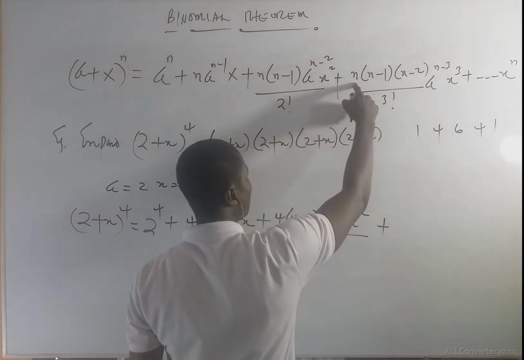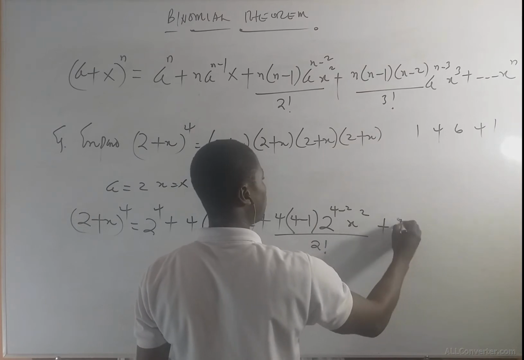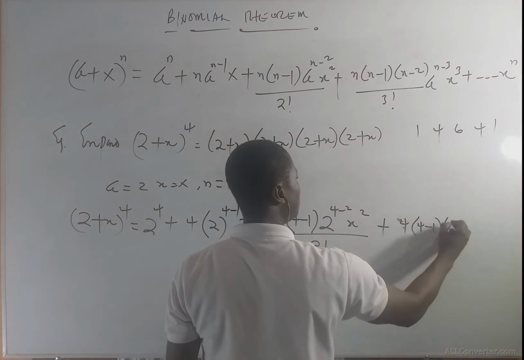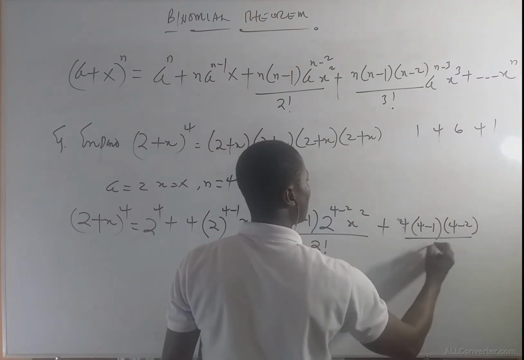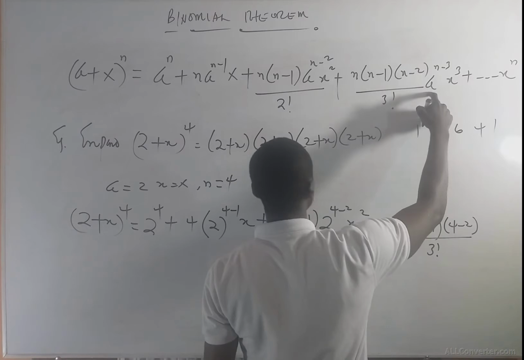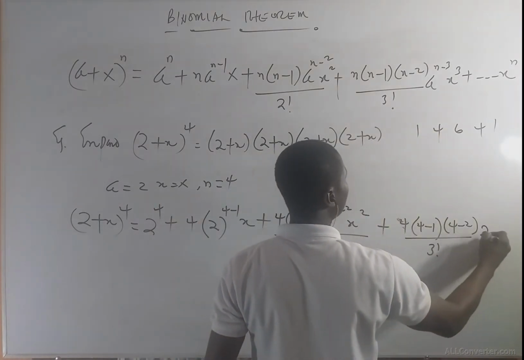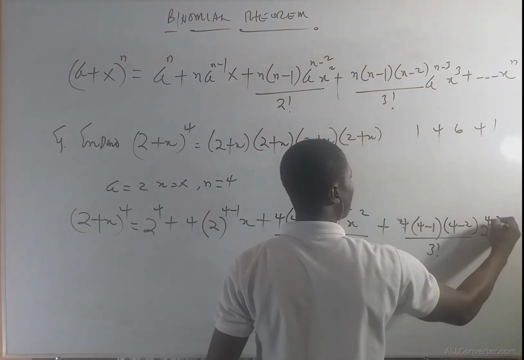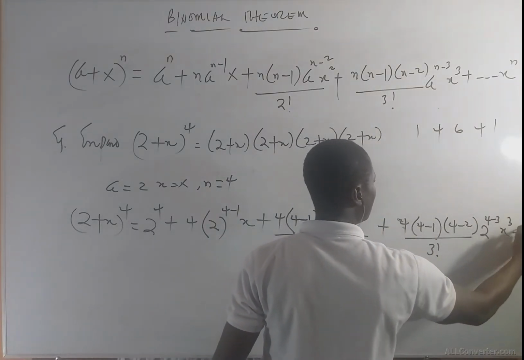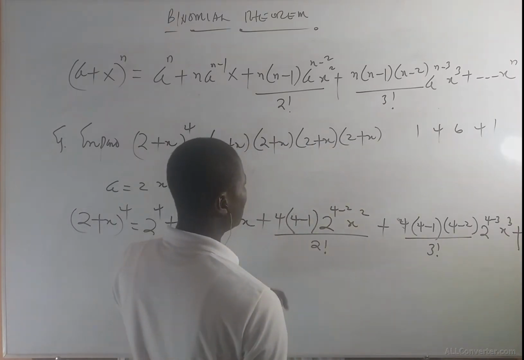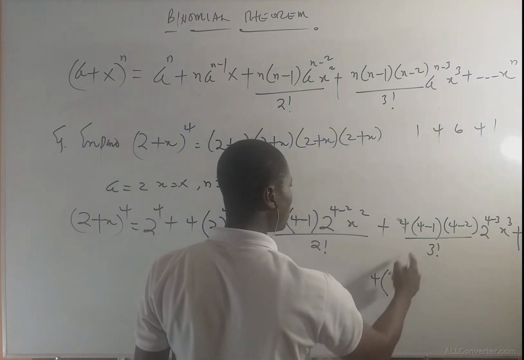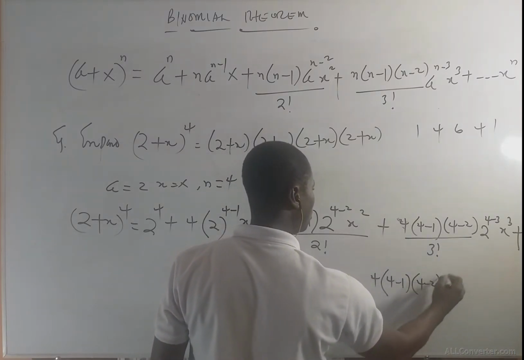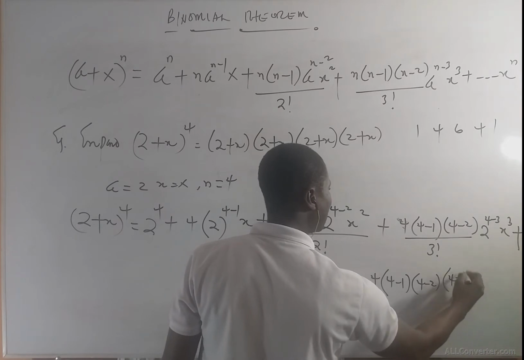Then plus you have n, that is, n is 4. So n minus 1 will be 4 minus 1. N minus 2 will be 4 minus 2, over 3 factorial. Then you have a. And don't forget that a is 2. So you have 2 exponent n minus 3, and n is 4. So you have 4 minus 3, x cubed. We are not done yet. So it's plus. The next one will be 4, 4 minus 1. The next one will be 4 minus 2. Then the next one will be 4 minus 3.